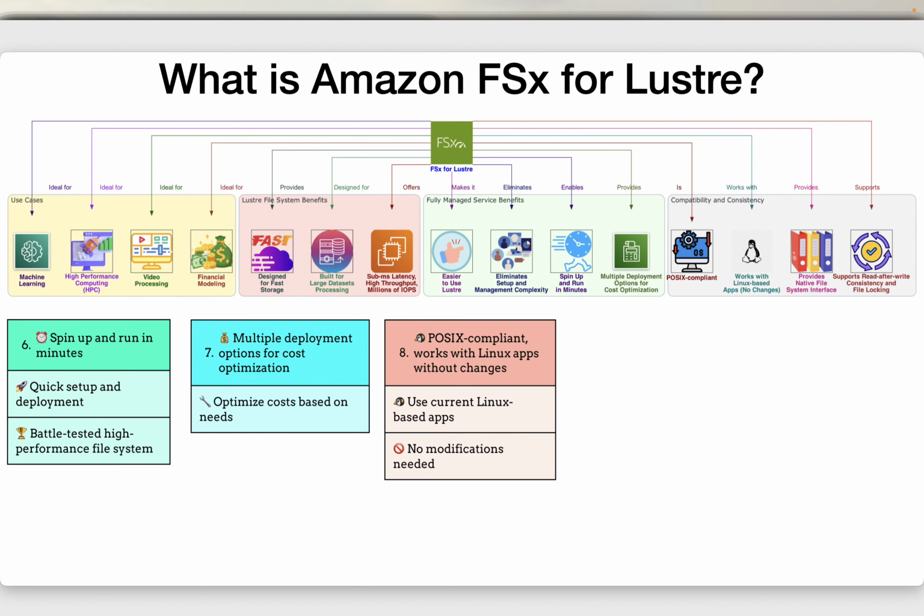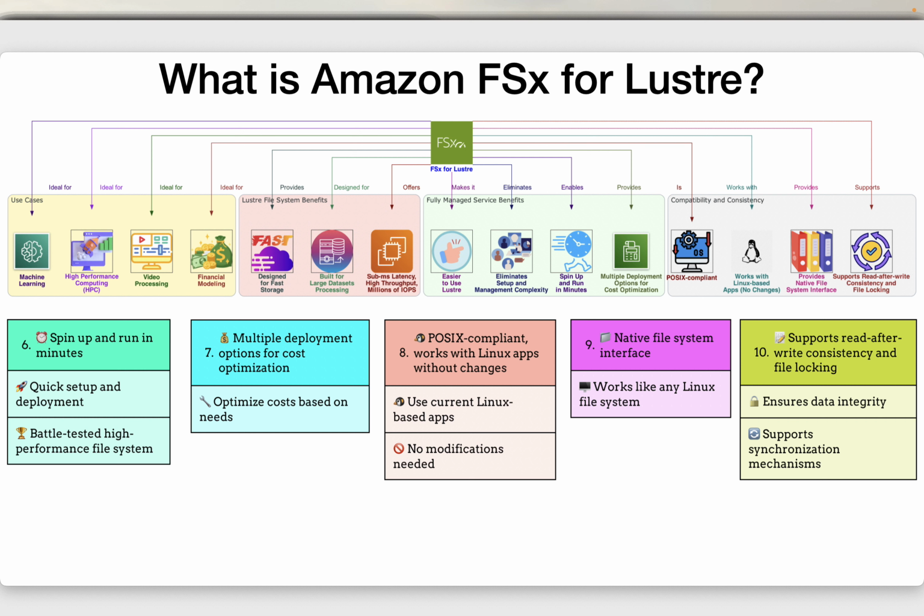FSx for Lustre is POSIX compliant, so you can use your current Linux-based applications without having to make any modifications. FSx for Lustre provides a native file system interface and works like any file system does with your Linux operating system. And FSx for Lustre ensures read-after-write consistency and supports file locking for data integrity and synchronization.